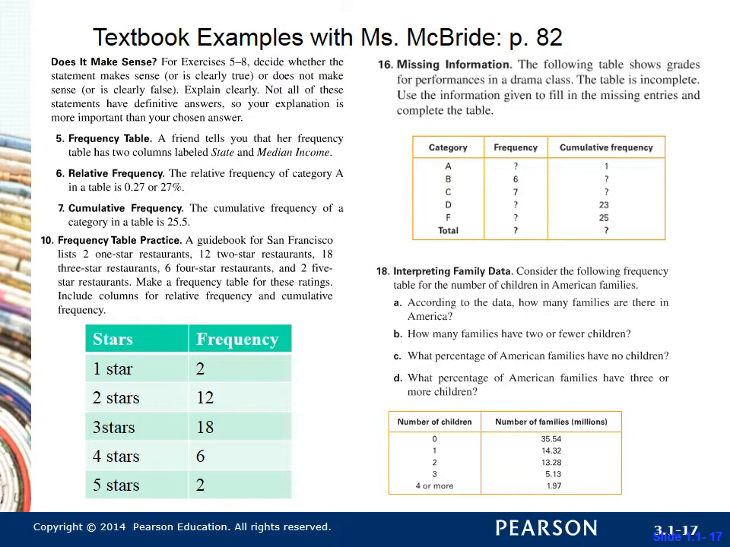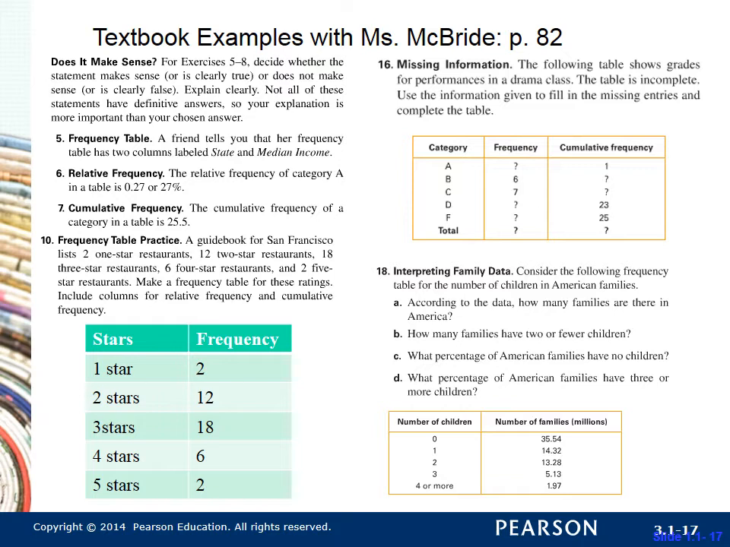All right, number 6, relative frequency of category A in a table is 0.27 or 27%. That makes sense because remember our relative frequencies have to be between 0 and 1, or if it's in percentage, between 0 and 100. So that's fine.